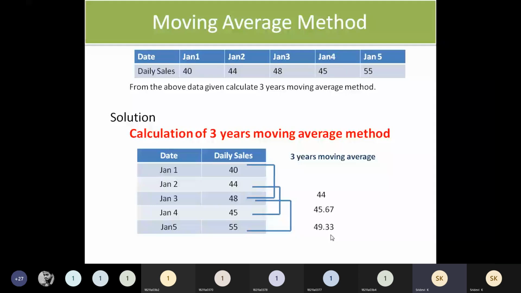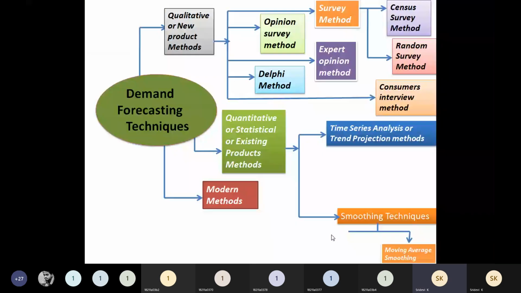These smoothing methods are useful only for identifying or forecasting short-term sales. They are not applicable for long-term sales forecasting. Only the time series, that is the least square method, is the technique you can utilize for long-term forecasting of sales.